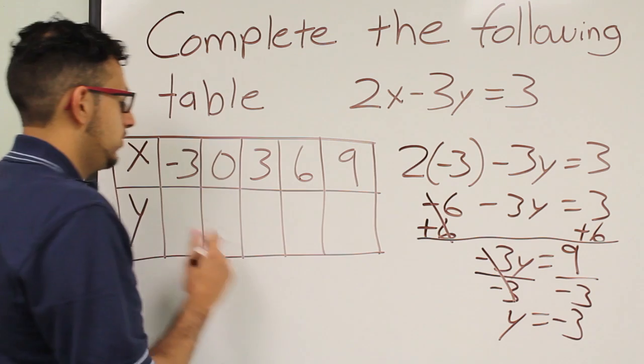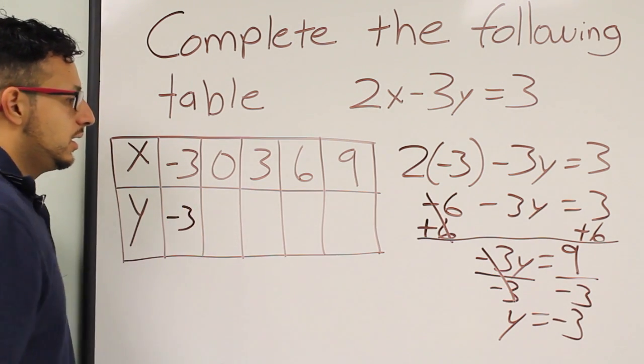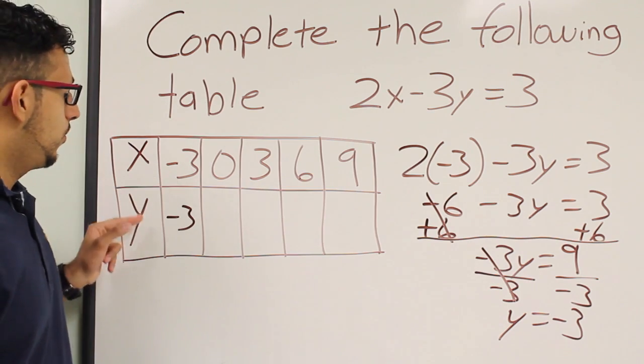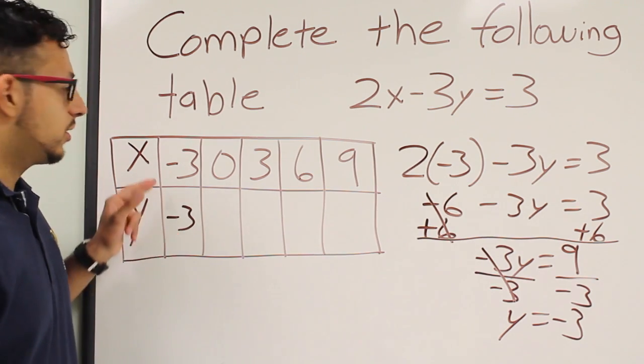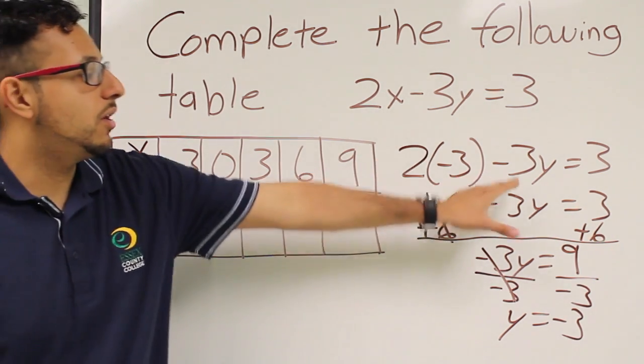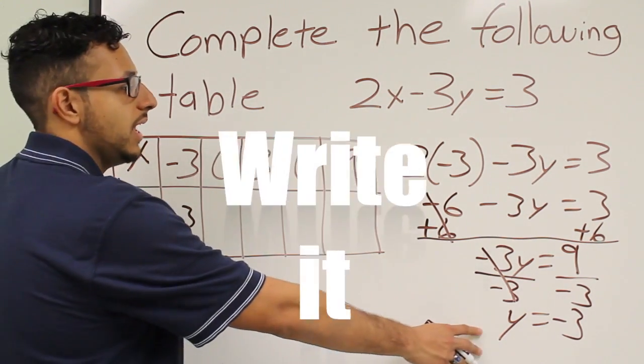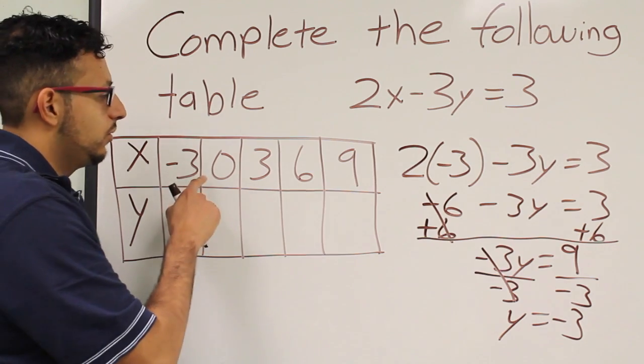So we can plug this into the table. So this is stating that when x is -3, y is -3. Because we plug -3 for x, and when we solve for y, we get -3. So now make sure you have this written down, because we're going to continue with 0.